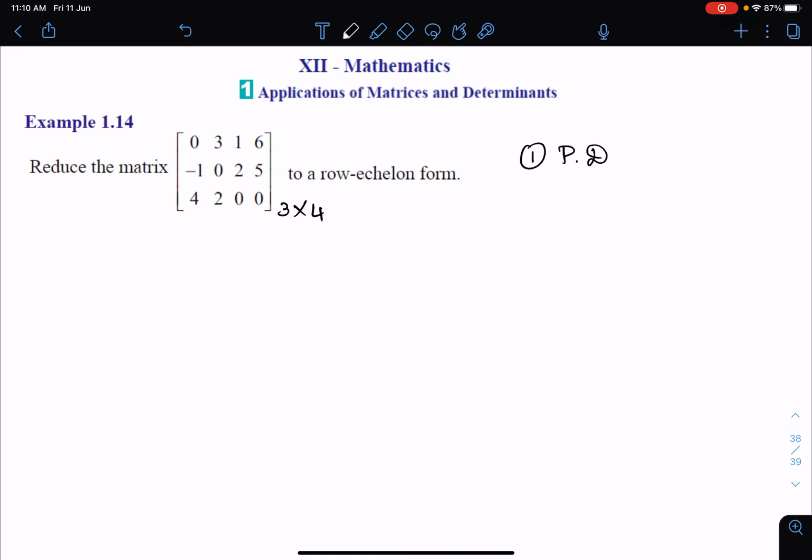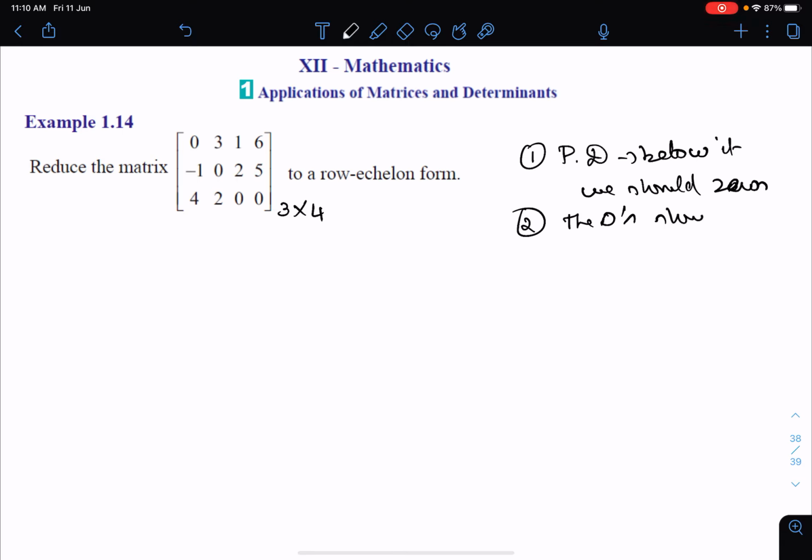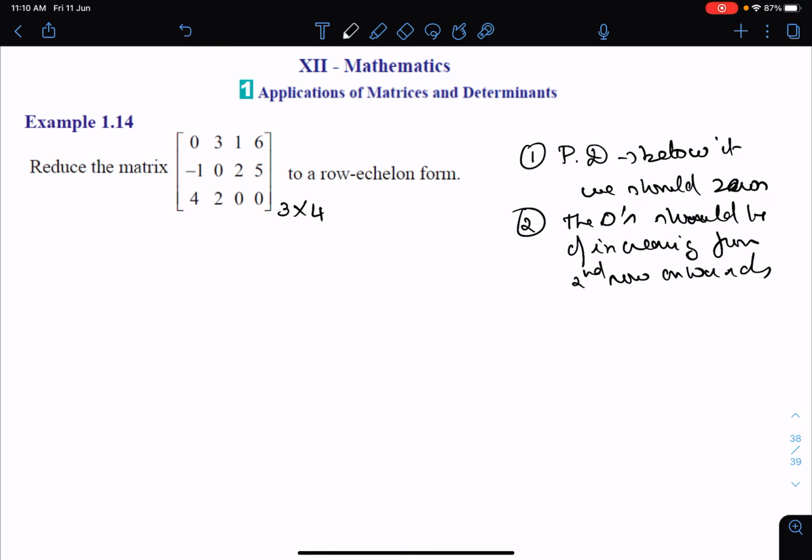Below the principal diagonal we should have zeros. The second point is, the zeros should be in increasing order from the second row onwards. What is the meaning of this? If you get 1 zero in the second row, in the third row it should be 2 zeros, and if you had one more row it should be 3 zeros. So 1, 2, 3, it should be in increasing order.